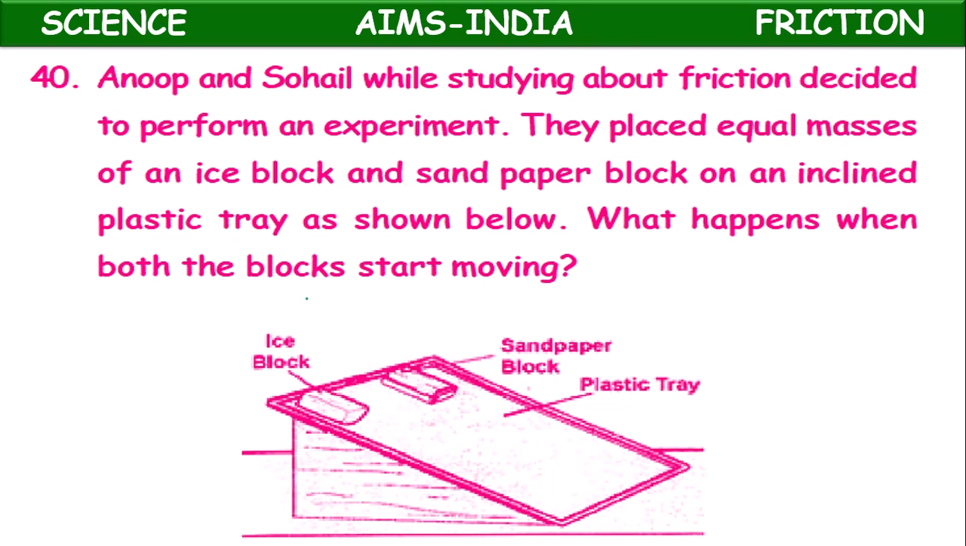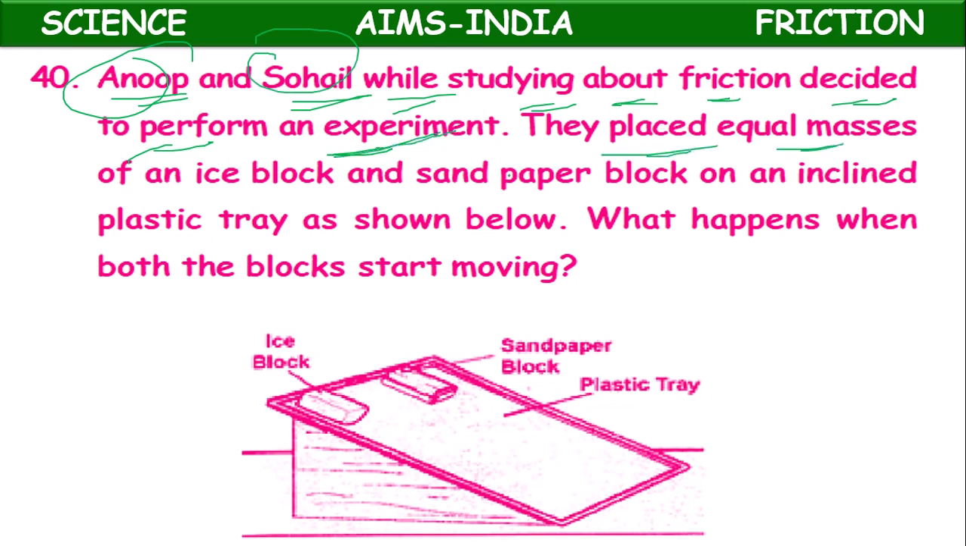Next. Anup and Sohail, while studying about friction, decided to perform an experiment. So the two friends, Anup and Sohail, decided to perform an experiment. They placed equal masses of an ice block and sandpaper on an inclined plastic tray. This is the plastic tray. This is the inclined plane.